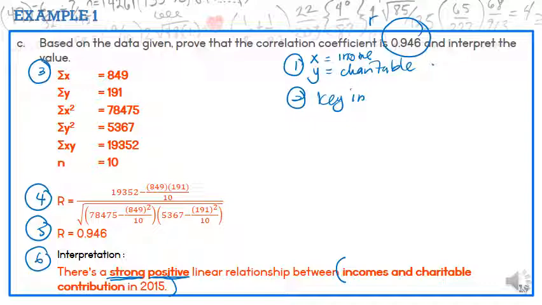Positive. Kenapa positive? Because you dapat R adalah positive between the variable of X and Y. Please make sure that you interpret in a complete sentence, okay, with the direction, the strength, and also what are the variables.